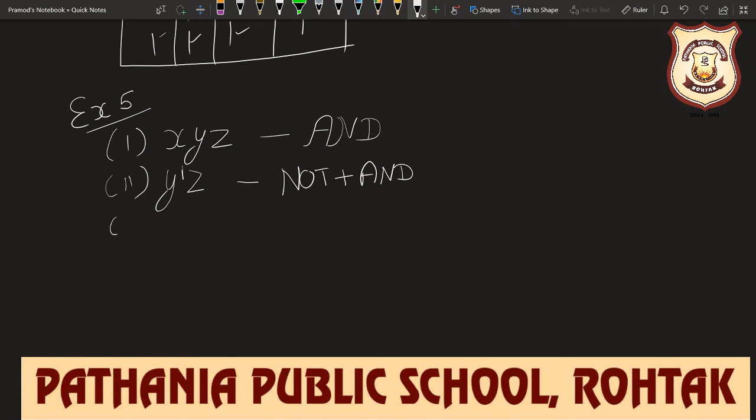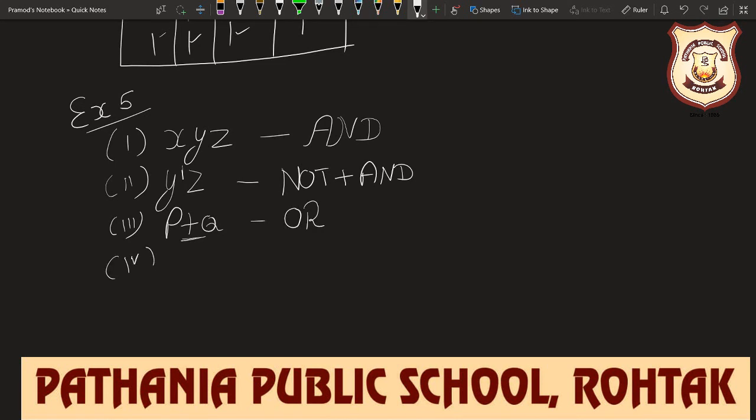In the next question, question number 3, your question is P plus Q plus R. If a plus symbol is there, then only your OR gate is here. So you can write down OR gate.